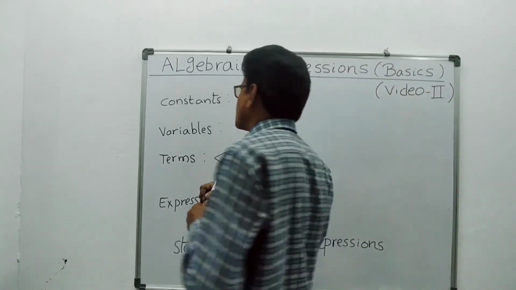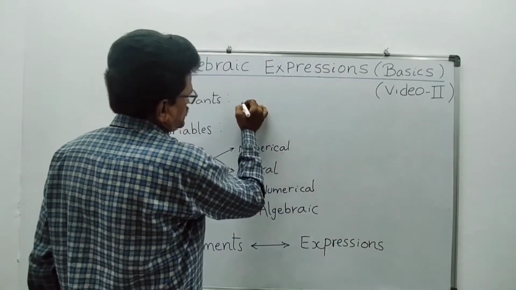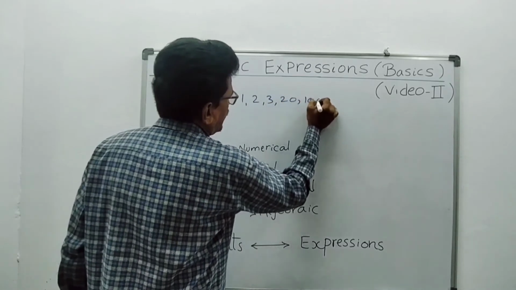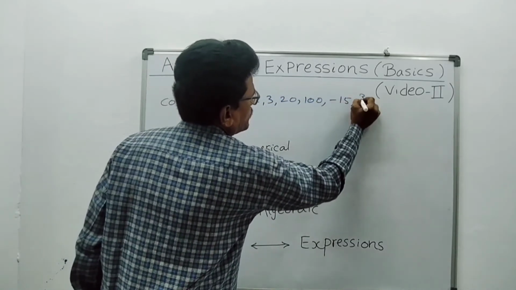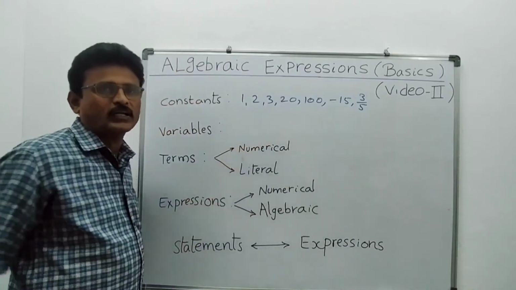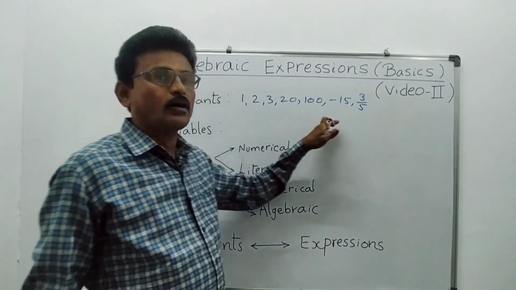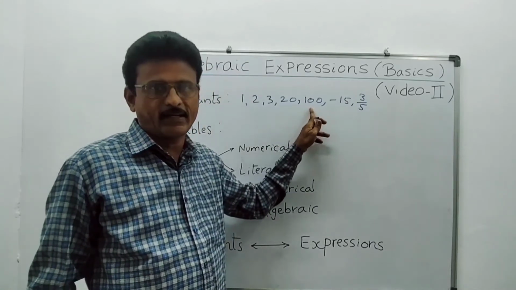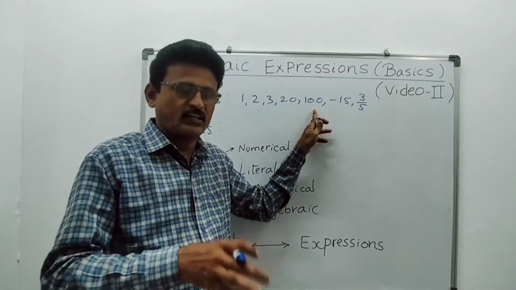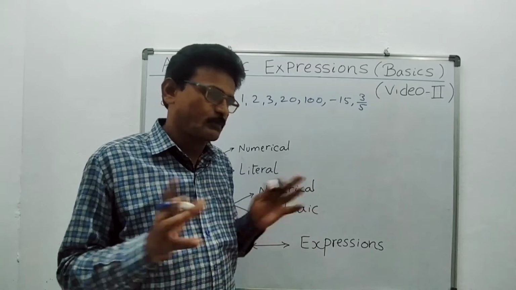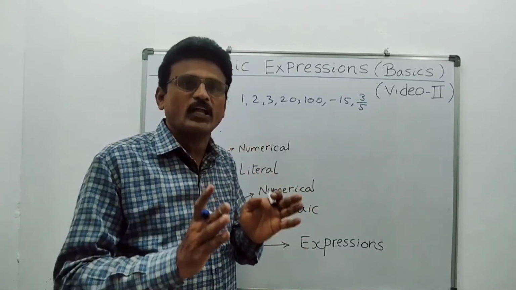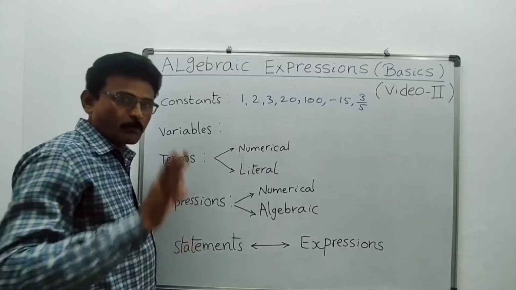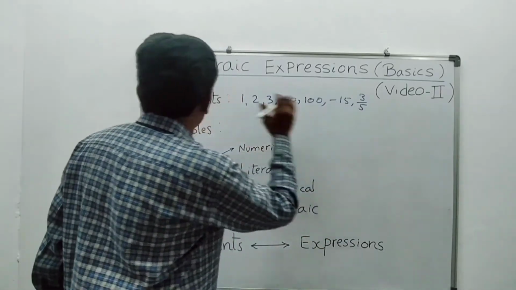See, what are constants? These are the numbers, fixed values: 1, 2, 3, 20, 100, minus 15, 3 by 5, like that. Any numbers you can take here. These all are fixed values, known values. Everybody knows what is 100. 100 books, 100 chocolates, 100 students, 100 trees. That means 100 is the fixed value. It is the known value. These known quantities are taken from numbers. These numbers are said to be constants.